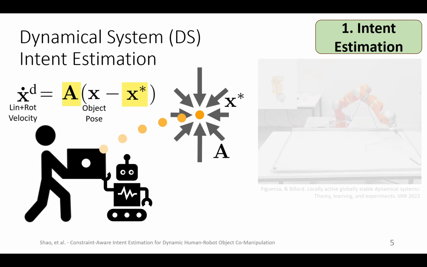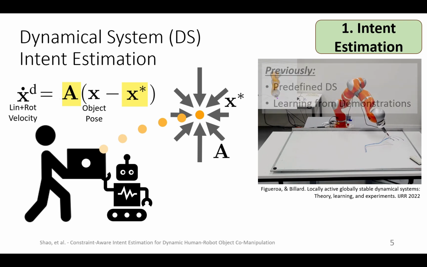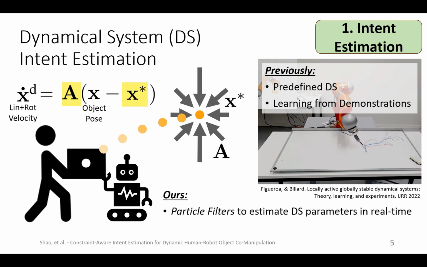In fact, dynamical systems, or DS, has been widely used for controlling manipulators, ensuring stability and compliance around a trajectory without replanning. However, works that use this method usually assume predefined nominal DS, or learning DS from a few demonstrations. Instead, we use particle filters to estimate the parameters of the DS, highlighted in yellow, in real time. With the robot being adaptively compliant, we can get away with using past velocities as observations without a force-torque sensor.